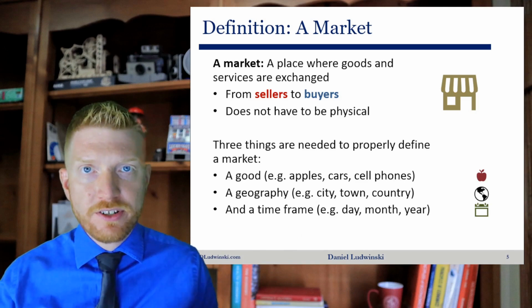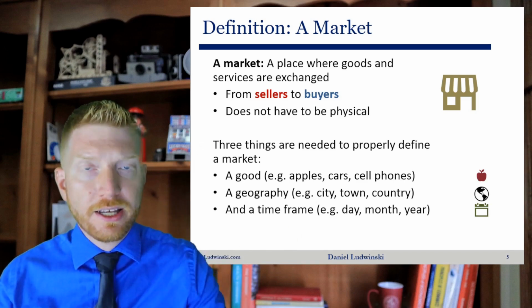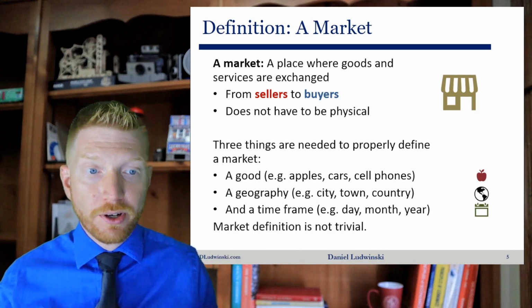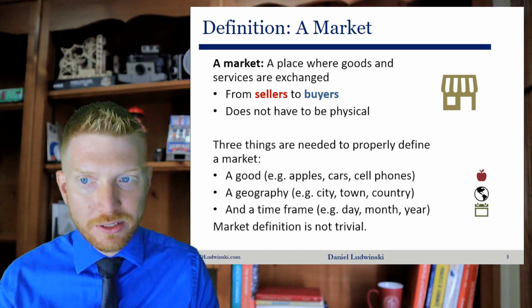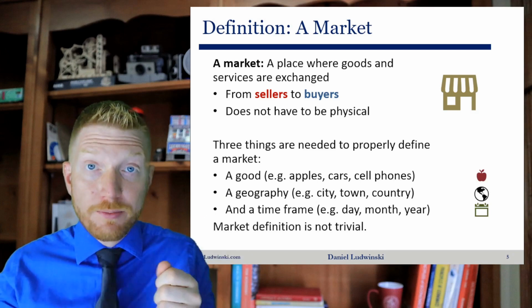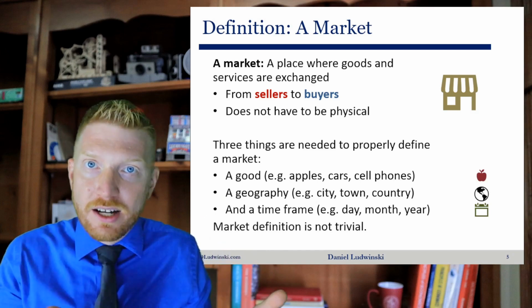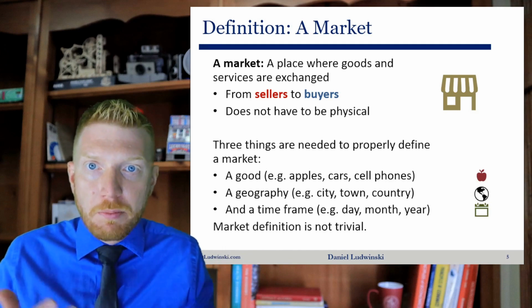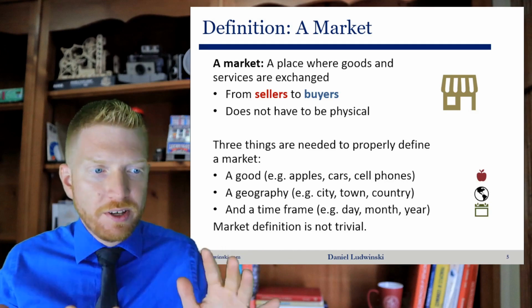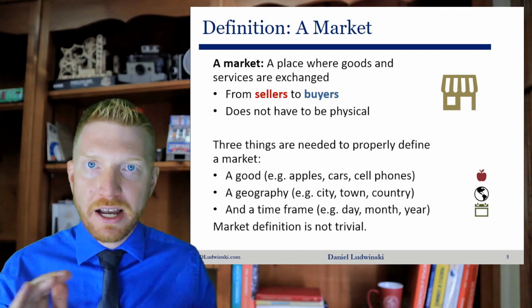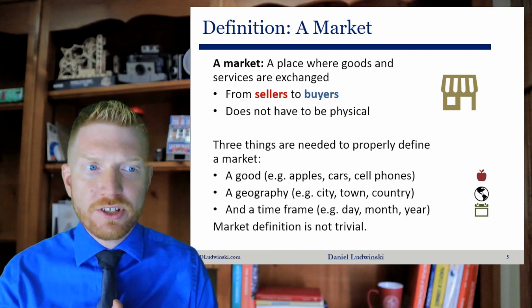Now, the definition of markets seems like a very simple thing. You say it and you're done. And that's actually not true. Market definition is not trivial, and this actually comes up in the law all the time. For instance, does a hot dog count as a sandwich? Potentially there is a law that's giving a particular tax or benefit to sandwiches. Do hot dogs count? And so this shows up legally.